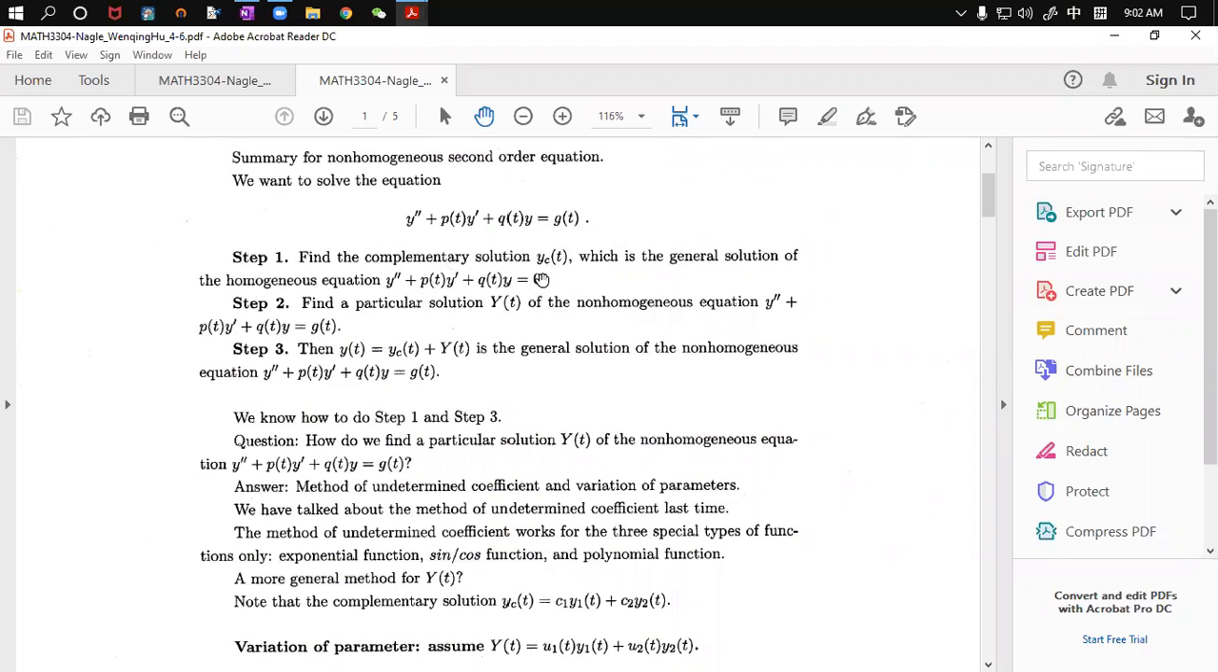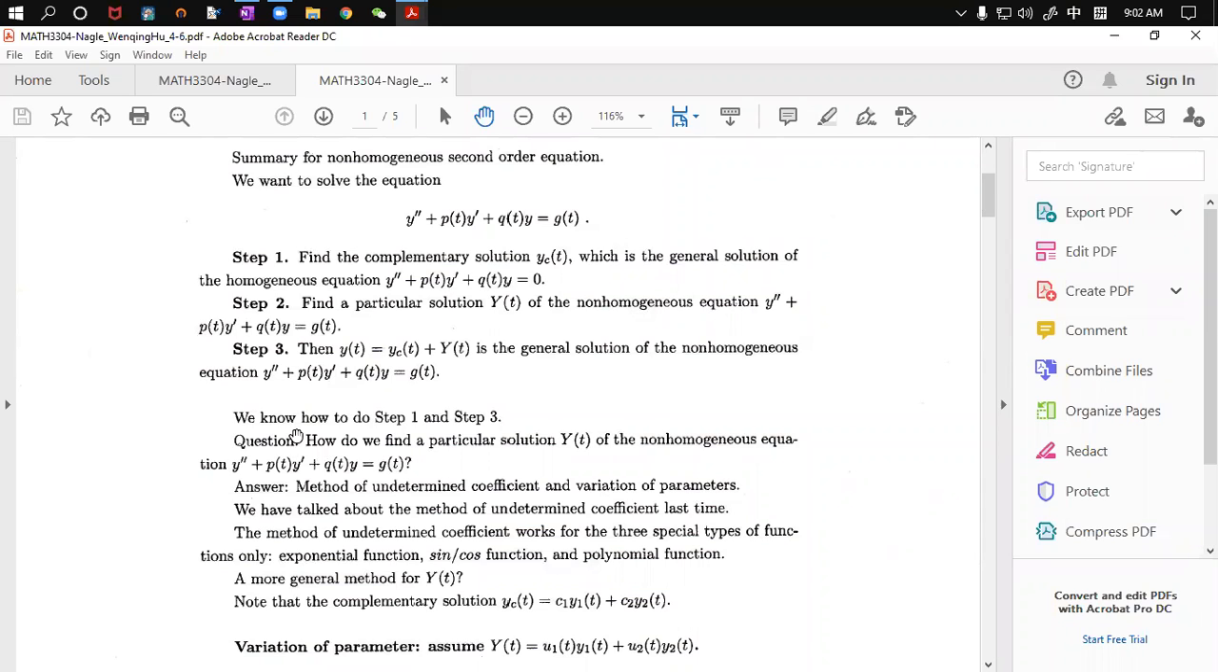Now, as long as you have the complementary solution, you want to find a particular solution of the non-homogeneous problem. Remember, it is not a particular solution of the homogeneous problem, but of the non-homogeneous problem. That means this particular solution satisfies the non-homogeneous equation with g(t) as the right-hand side. As long as you have both the complementary solution and the particular solution, you add these two parts. That's going to give you a general solution of the non-homogeneous equation. So that's the general principle for how you solve a non-homogeneous second-order equation.